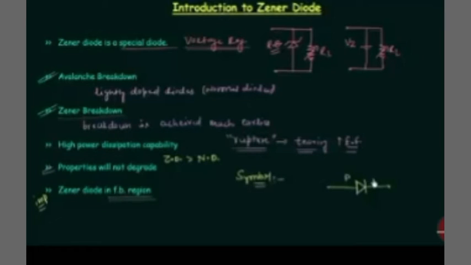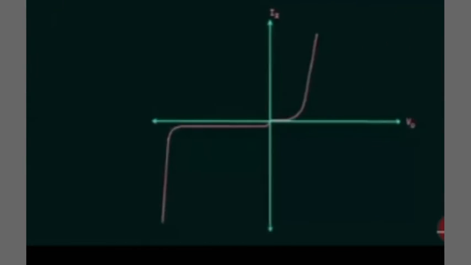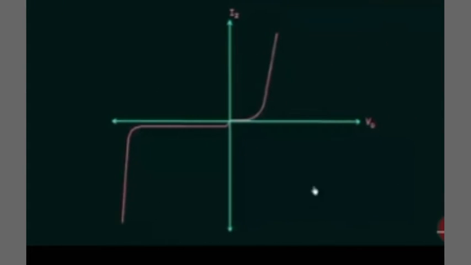Now we will move to the next point, that is the symbol of the Zener diode. For this symbol, first we have to make the P side and the other side, the N side. This is the symbol of the Zener diode. The Zener diode is represented by V subscript Z. This is the Zener voltage.